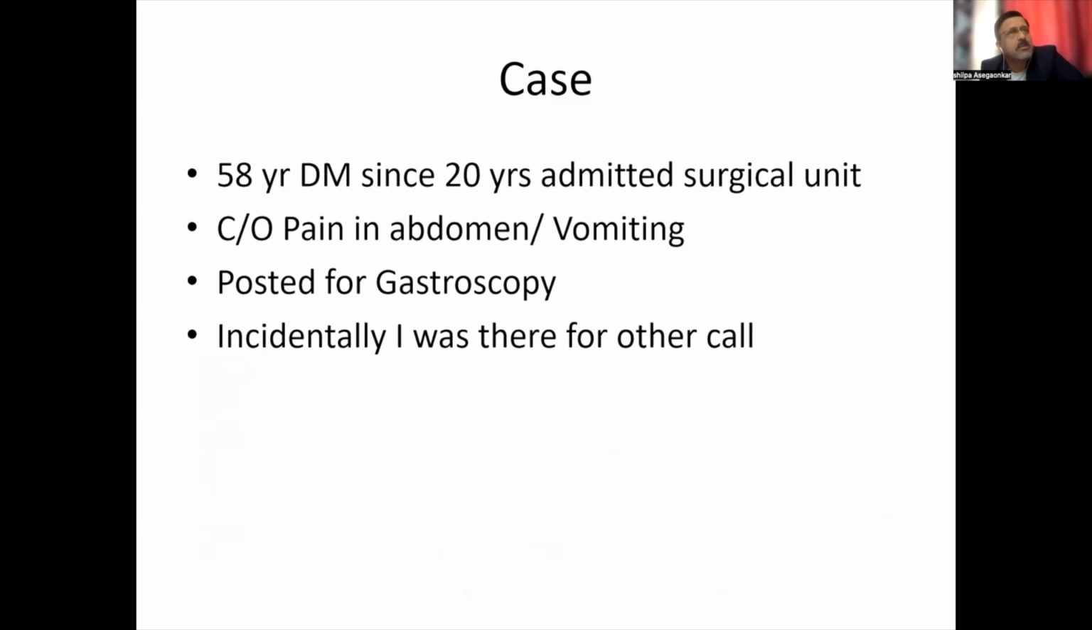A 50-year-old, diabetic since 20 years, admitted in the surgical unit for pain in the abdomen and vomiting, and the patient was posted for gastroscopy.